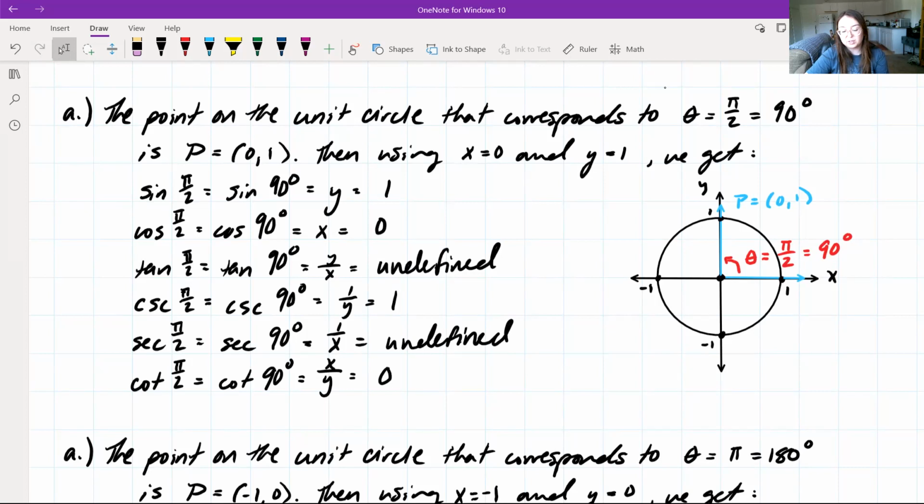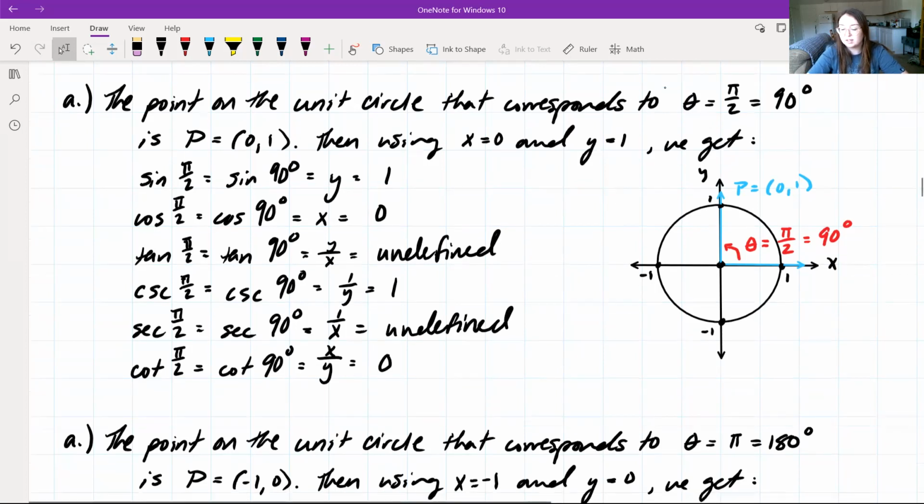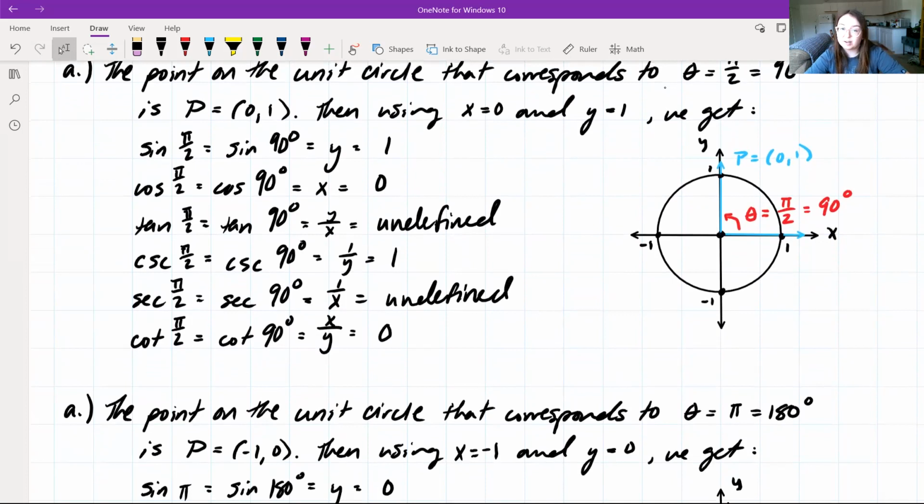Then cosecant of pi over 2 is equal to cosecant of 90, which is equal to 1 divided by y, so 1 divided by 1 is 1. Secant of pi over 2 or secant of 90 degrees is equal to 1 over x. X is 0, so it's undefined. And lastly, cotangent of pi over 2 is equal to cotangent of 90 degrees, which is equal to x divided by y. So 0 divided by 1 is just 0. And then we have the representation on our unit circle. So we see our initial side lying on our positive x-axis, and our terminal side is lying on the positive y-axis. So that would be our 90-degree angle there.